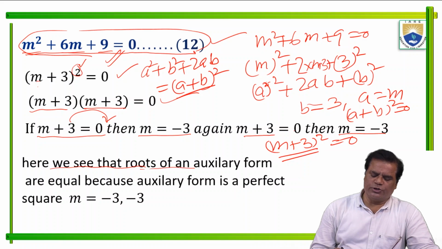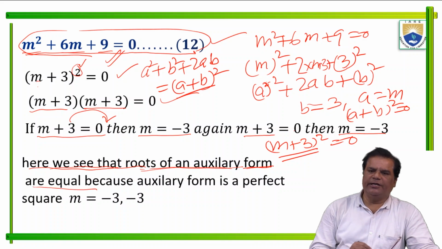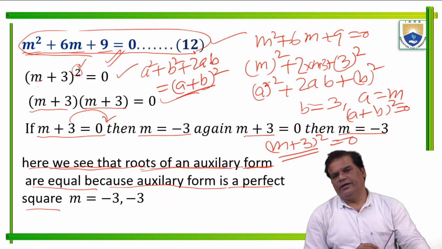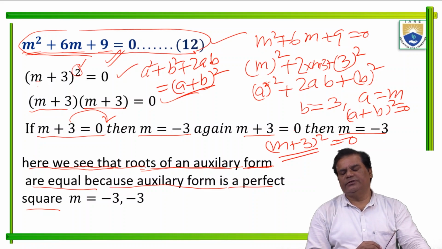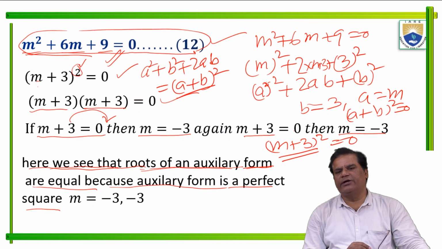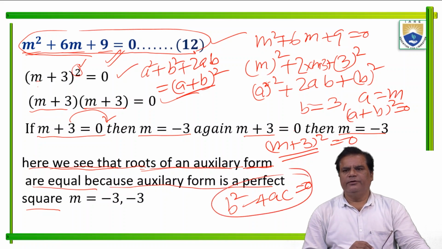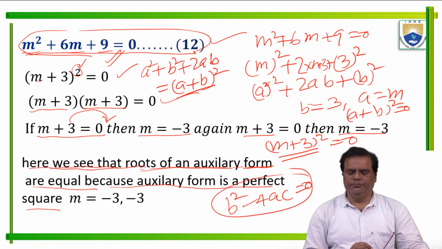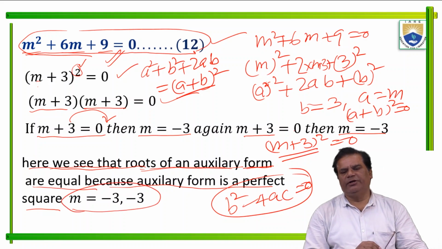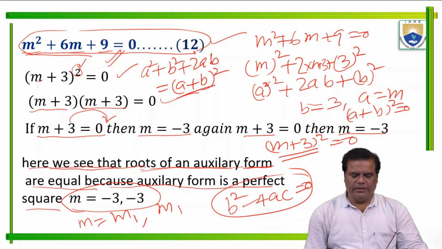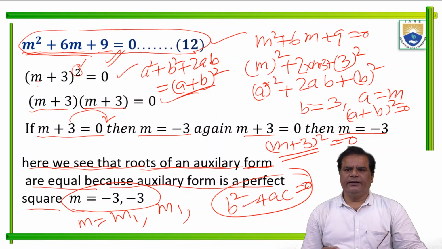Here we see that the roots of the auxiliary form are equal because the auxiliary form is a perfect square. If any equation follows a perfect square, then the roots are equal because b square minus 4ac is 0. In this question, b square minus 4ac is always 0. So we get m equal to minus 3, minus 3: the first root m1 is minus 3, and m2 is also minus 3.